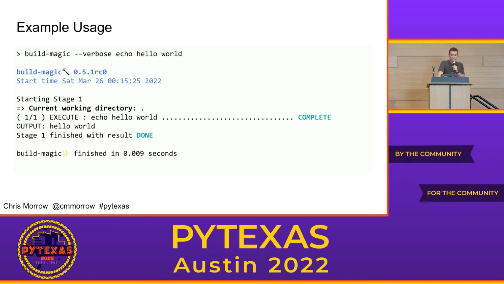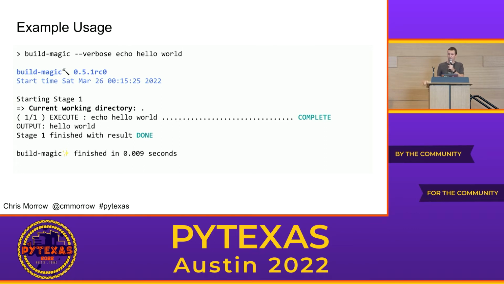All right, so on the command line, you run Build Magic. In this case, I've used the verbose option and then just a simple command, echo hello world. And you can see I've got a timestamp of when I ran it. I can see the command that was executed, and I even get the output from the standard out of that command. So, okay, this is fine, but it's just one simple thing, right?